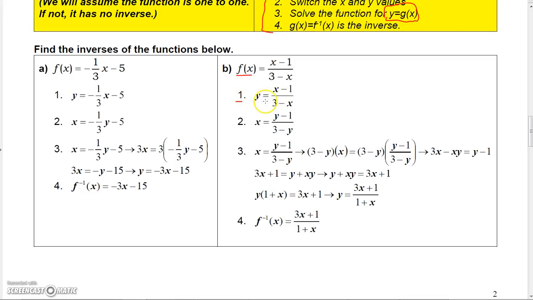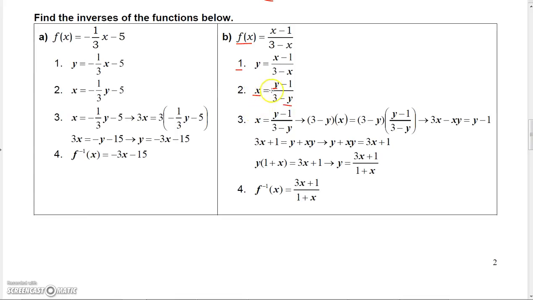So that's step 1. Step 2, let's replace y with x, and everywhere there's an x, let's replace it with y. So we'll put a y here and a y here. Well, now what I want to do is solve this equation for y. So here's the equation that I started with.